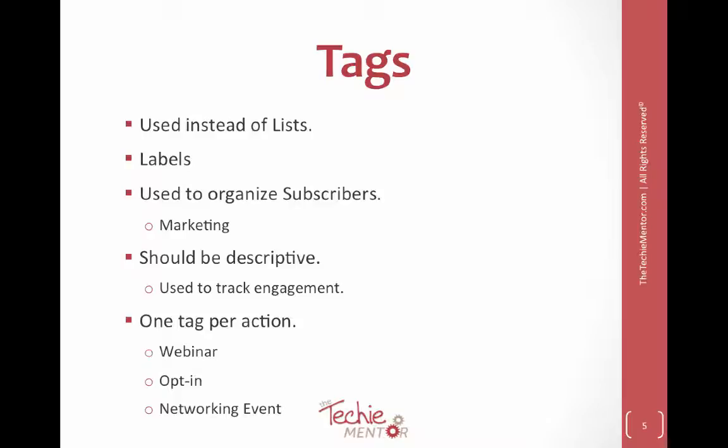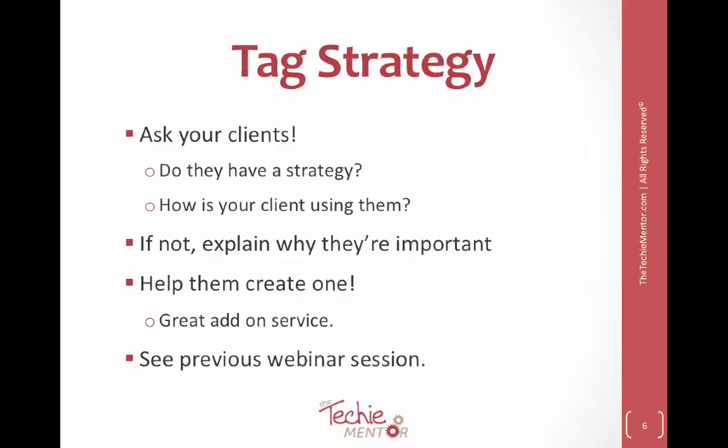So if they purchased a product, you could have a purchase tag and you could have a product tag, or you could combine them. A good rule of thumb is to have one action per tag, but you can kind of leave that up to you if you want. Always good to have a tag strategy.